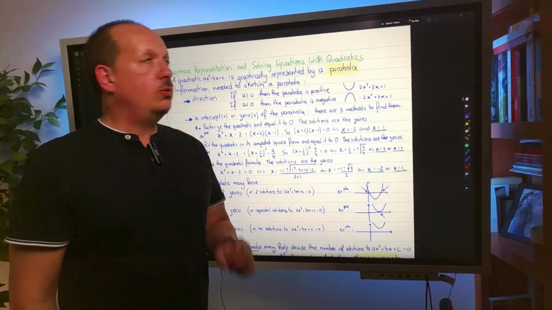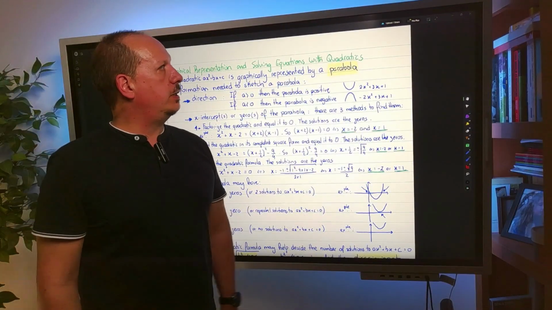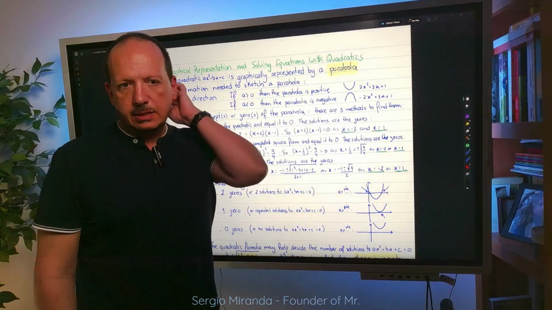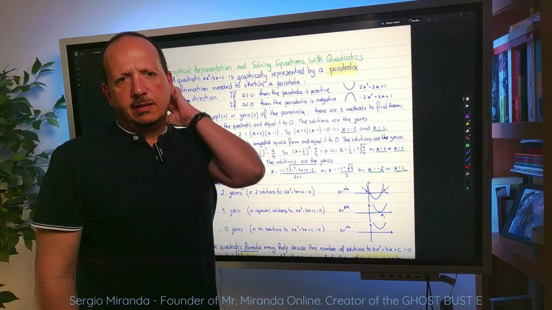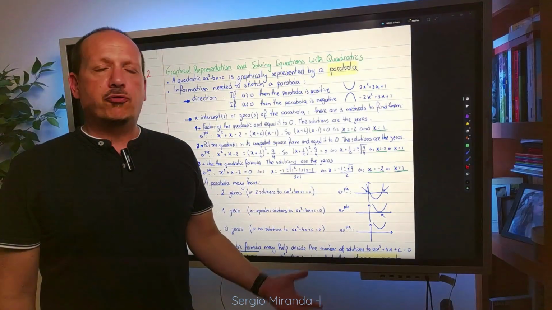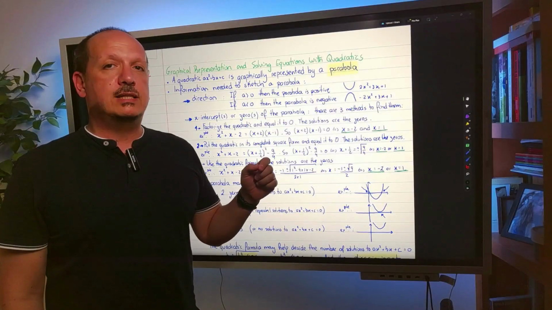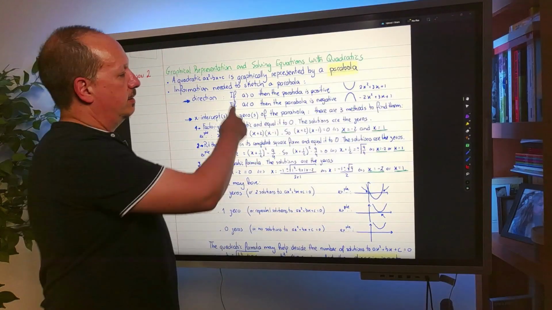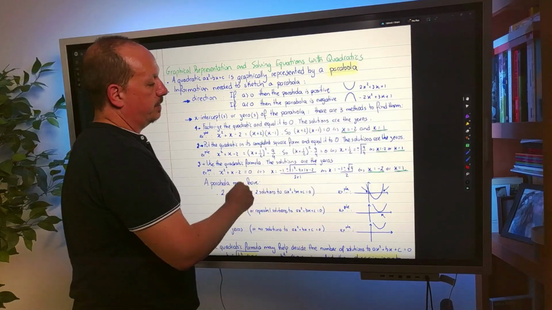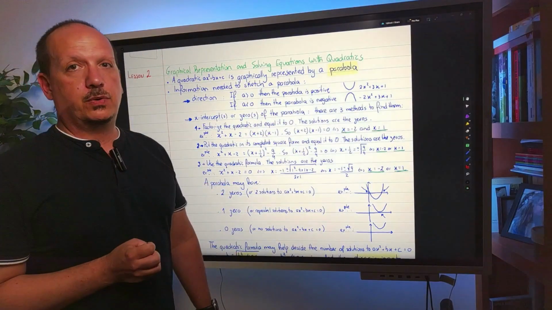In this lesson 2, we are going to look at graphical representation and solving equations with quadratics. Now, if I had to guess, I would say that you already know for a long time that if you are to sketch a quadratic, you will always do something like this or something like this. And this is called a parabola, okay?